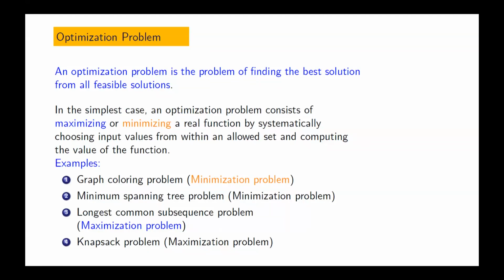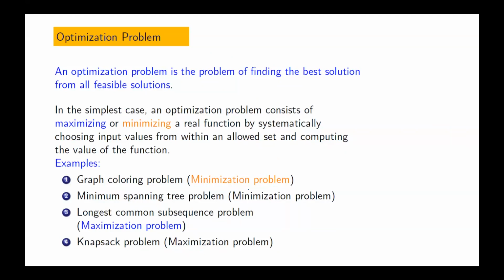Objective function. For example, if it is a graph coloring problem, what is it that it asks for? Is it a minimization problem or a maximization problem? An optimization problem which asks for minimization of that objective function, we call a minimization problem. Which asks for maximization of that objective function, we call a maximization problem.